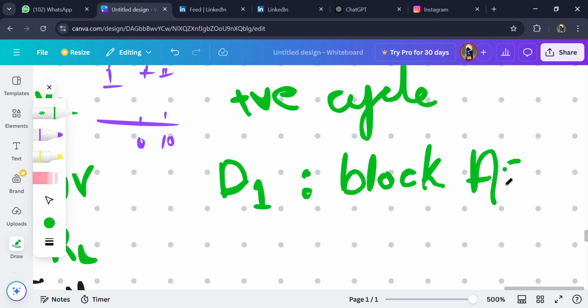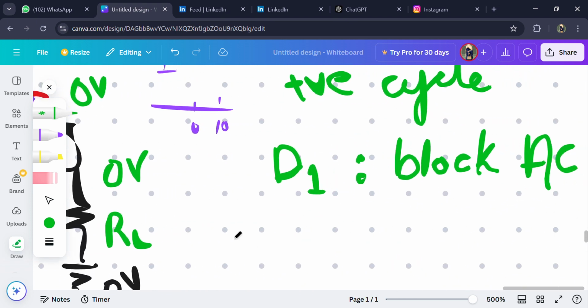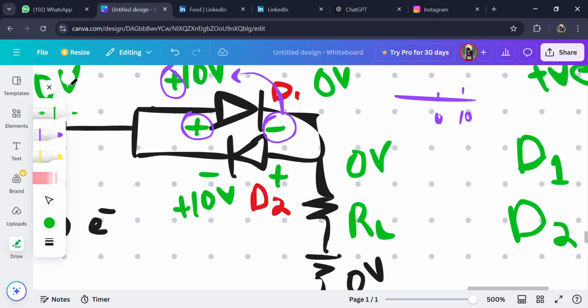Block AC. Now let's consider D2, diode number 2. So let's consider the positive volt. Now first case, the negative side of the PN junction is there. The positive 10 would be attracted to the negative side because we all know that negative attracts the positive. We are also having 0 volt, but this won't be considered since we are having the positive and negative attraction here.